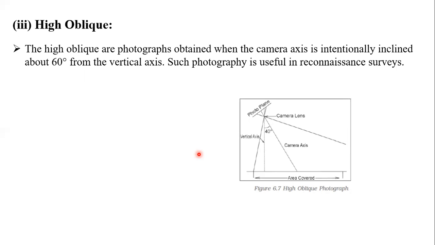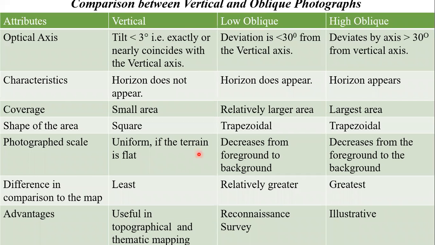So remember these things. What is the tilt? What is the high oblique? What is the low oblique? What is the vertical photograph? So this is regarding the vertical photograph. What is the difference, sir? What is the comparison between vertical and oblique photography? So these are the things. I have just made the comparison between the vertical and oblique.